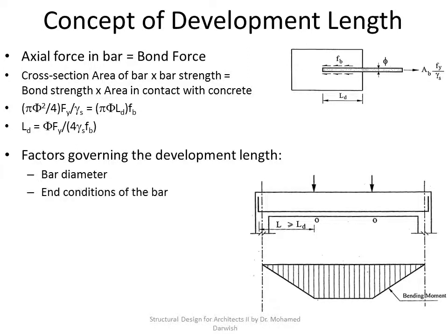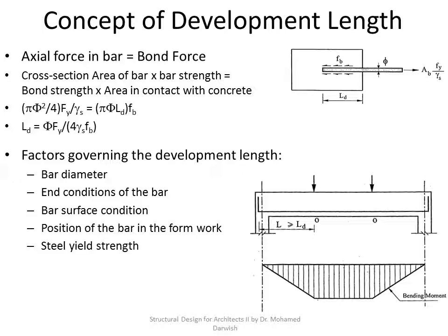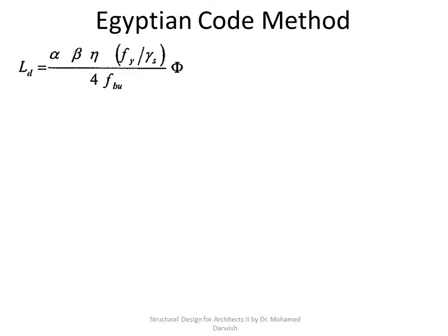If you look at this equation, you'll notice some factors governing the development length. First is the bar diameter. Second is the end conditions of the bar. So if you have it ended like this, for sure it will be different than if it is cut straight down. Then the bar surface condition, whether it has deformations or not, the position of the bar in the formwork itself, the steel yield strength, and the concrete characteristic strength, which will have a direct effect on the bar.